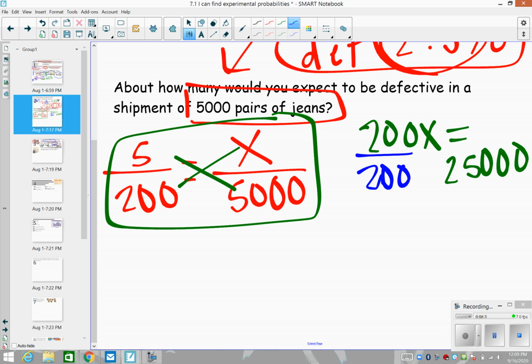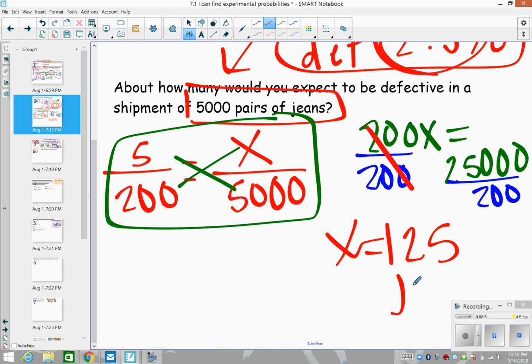So we're looking for what do we anticipate as a company, or what are we okay with in terms of defective jeans? Probably, most would say, well, they don't want any defective jeans. True, but never do we get 100% perfection. So 125 jeans we anticipate to be defective out of the 5,000. That's a 100, not a decimal point there. That should be just a 100. Okay, so there's how we make predictions.